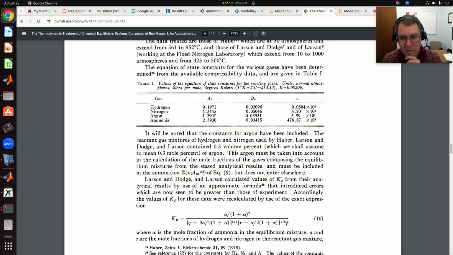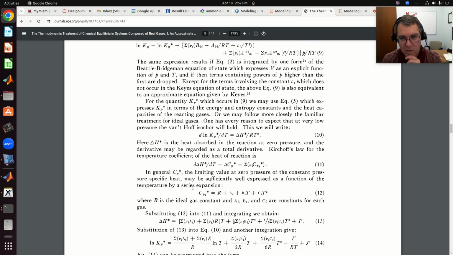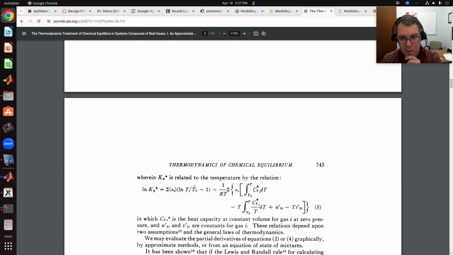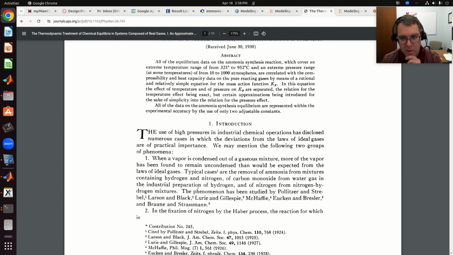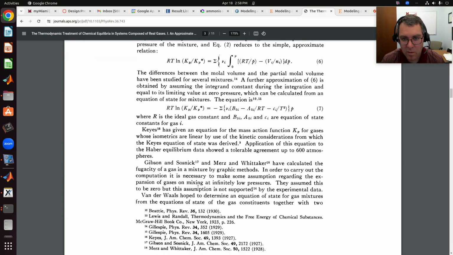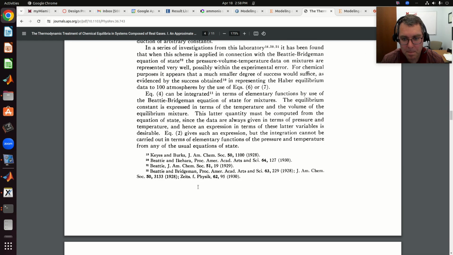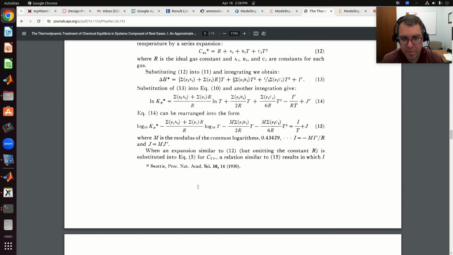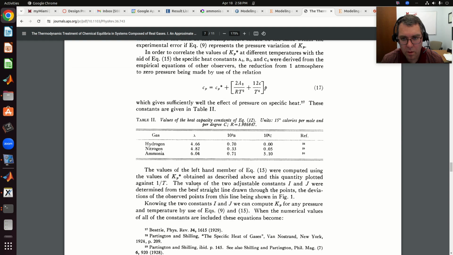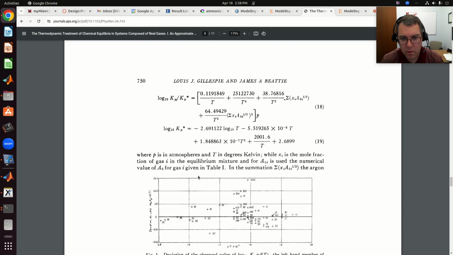The other thing I want to point out, which I should have pointed out before I started scrolling, is that in our rate expression, the units of pressure are atmosphere, and the units of temperature are Kelvin.